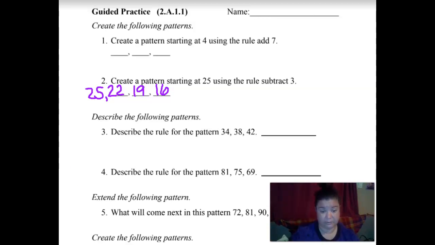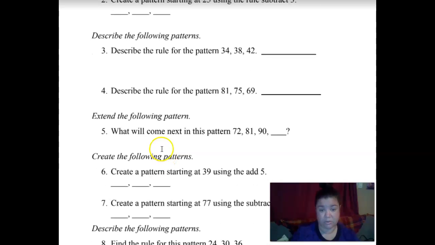Next one you're going to try by yourself. Okay, describe the rule for the pattern 81, 75, 69. Are you adding? Are you subtracting? And how many are you adding or subtracting by? Pause the video and I want you to think about this and write down your answer. I want you to write if you're adding or subtracting and by how many. Okay, so what did you get? Add or subtract? Subtract.